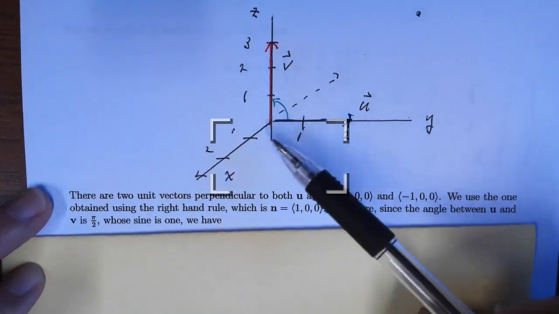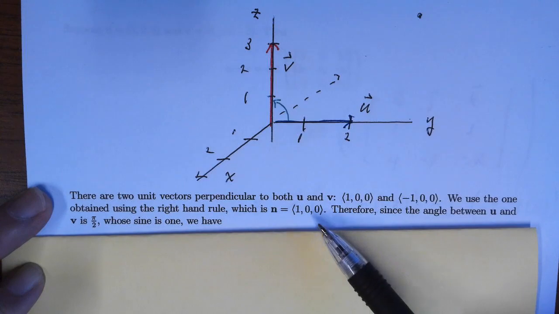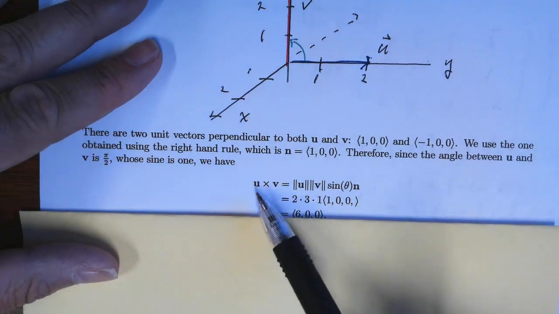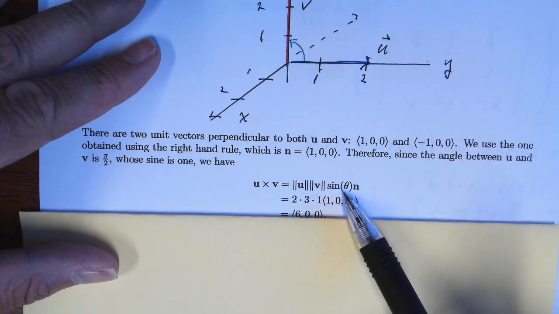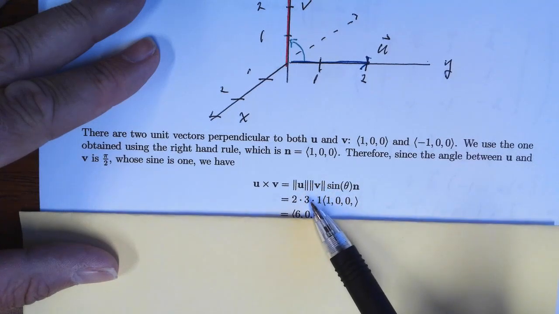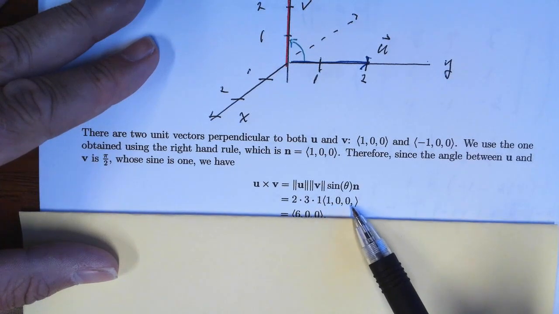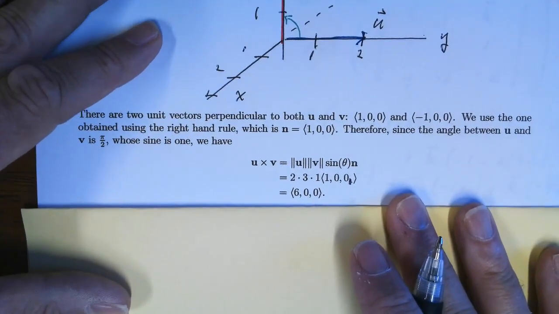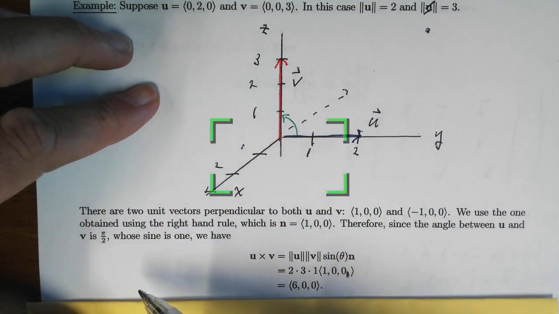So in this case, the unit vector obtained using the right-hand rule of the two possible choices would be the one coming out of the page, 1, 0, 0. So what we have is that the cross product of U and V is the magnitude of U times the magnitude of V times the sine of theta times this unit vector n. The magnitude of U is 2, the magnitude of V is 3, the sine of theta is 1 in this case because theta is pi over 2, and n was 1, 0, 0. So what we end up getting is 6, 0, 0 as the cross product. So that's going to be a vector of length 6 coming out of the paper towards you.